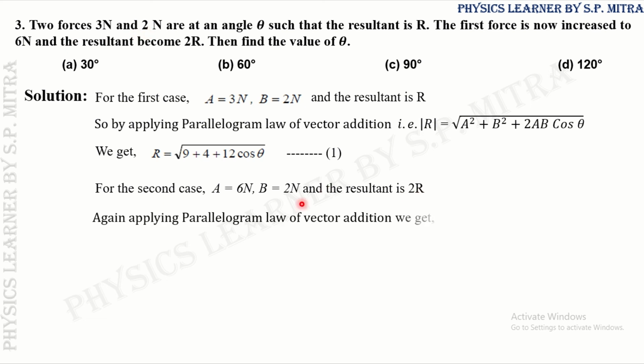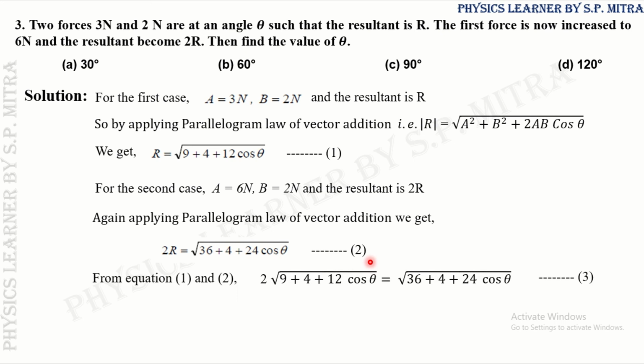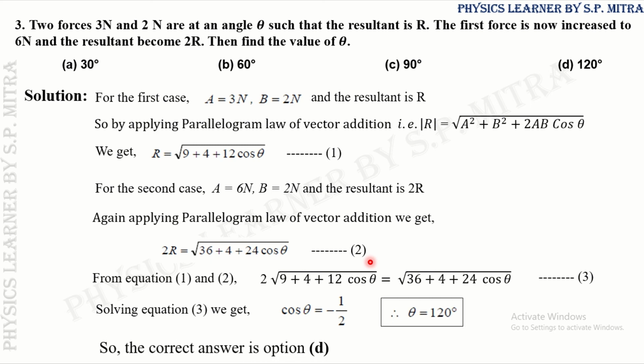Therefore, again applying the parallelogram law of vector addition, we can write that 2R is equal to 6 square plus 2 square plus 2 into 6 into 2 into cos theta. Now, comparing equations 1 and 2, we get equation 3. Solving equation 3, we get cos theta is equal to minus half, which implies theta is equal to 120 degree. So, the correct answer is option number D.